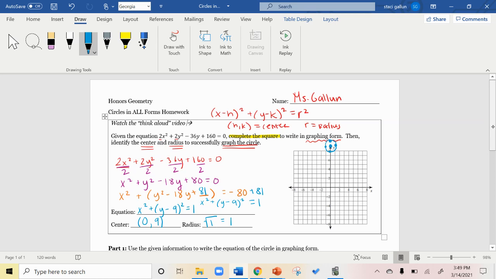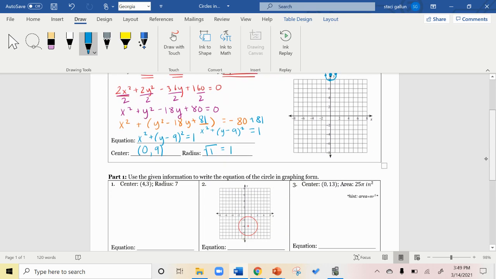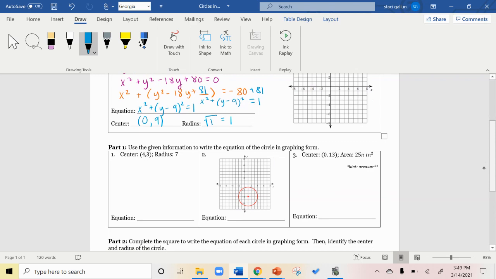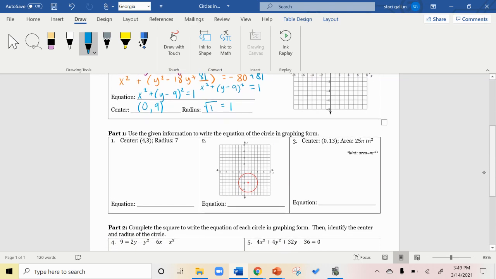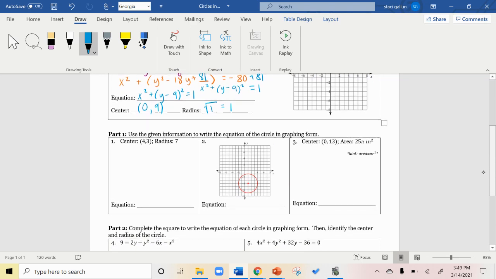Okay, that wasn't so bad when I looked at my notes. I feel like I can do the rest of this. So let's see, what's part 1? Use the given information to write the equation of the circle in graphing form. Oh, I could totally do this. Here I'm given a graph. So if I can find the center and the radius, I can definitely write the equation now that I have it on the top of my paper.